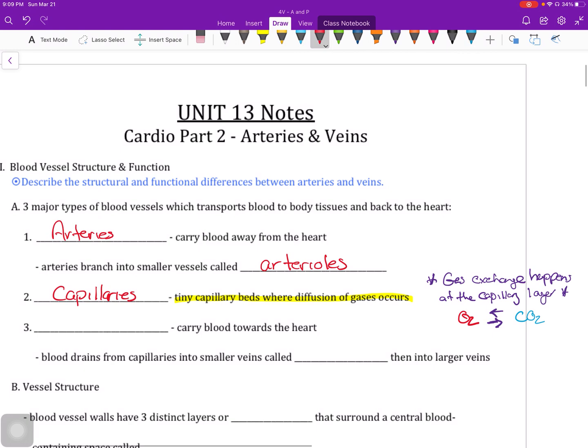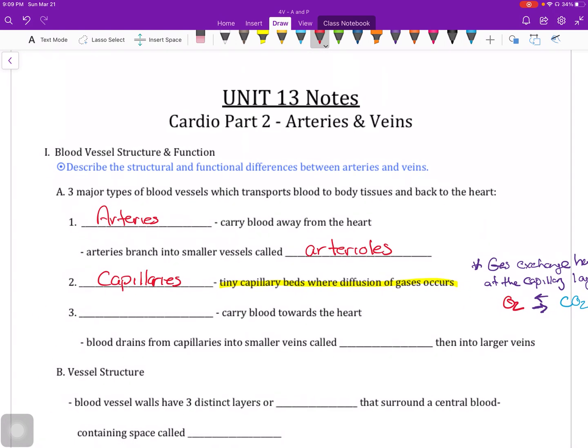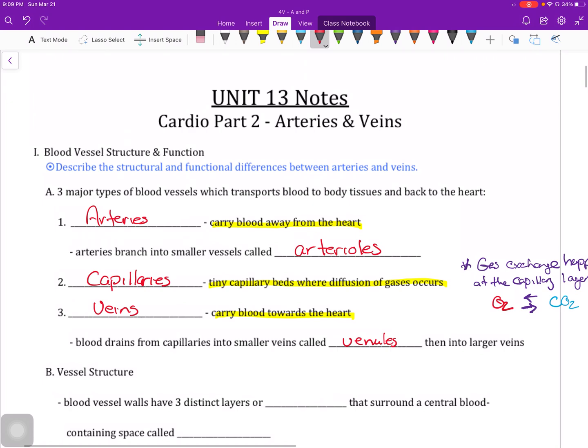Now, coming back to the heart, veins come back to the heart. They carry blood back to the heart. So remember, arteries away from the heart, veins carry blood to the heart. And blood drains from the capillaries into smaller veins that are called venules. And then venules go into larger veins and eventually empty into either the superior vena cava or the inferior vena cava.